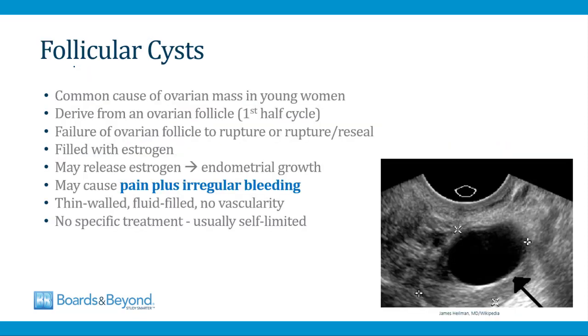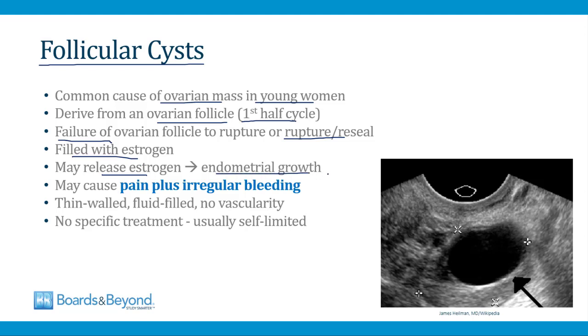So now let's talk about some specific causes of ovarian masses, and we'll begin by talking about follicular cysts. Follicular cysts are a common cause of an ovarian mass in a young woman of reproductive age. They derive from ovarian follicles which develop during the first half of the menstrual cycle, and a cyst occurs when one of the follicles either fails to rupture or it ruptures and then reseals. That leads to a fluid-filled cyst. These cysts are usually filled with fluid containing estrogen, and they can release estrogen, and that can cause endometrial growth.